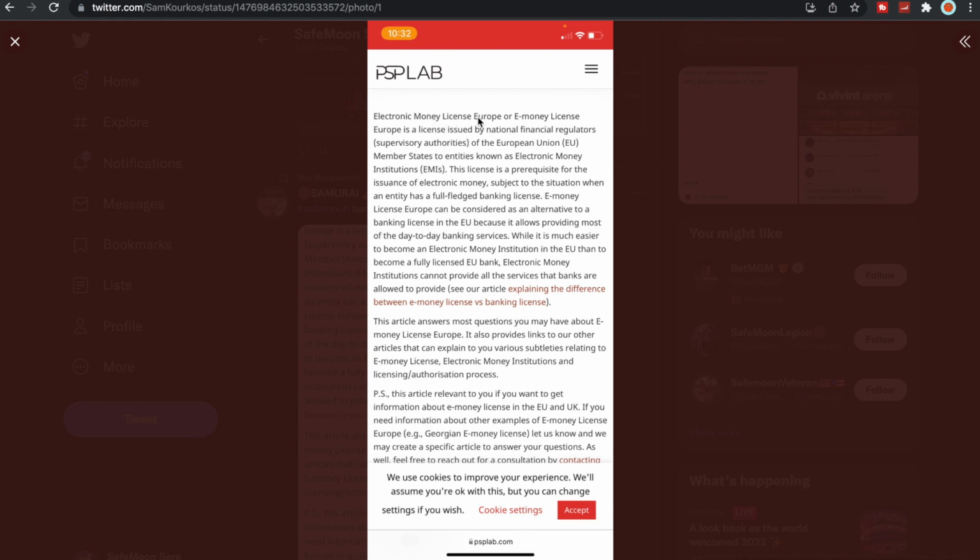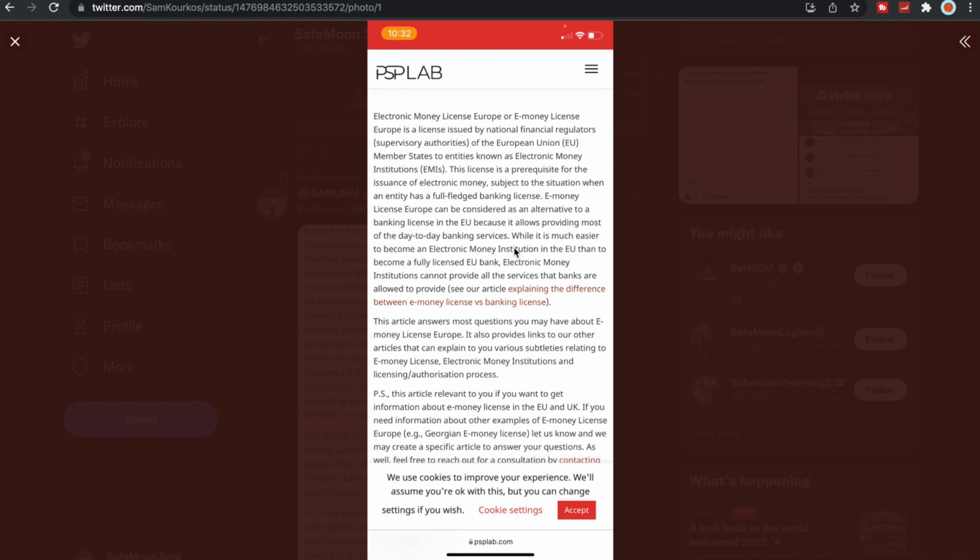So an electronic money license in Europe, or e-money license, is a license issued by national financial regulators of the European Union. The license is a prerequisite for the issuance of electronic money, unless an entity has a full-fledged banking license. An e-money license in Europe can be considered an alternative to a banking license in the EU because it allows providing most of the day-to-day banking services.